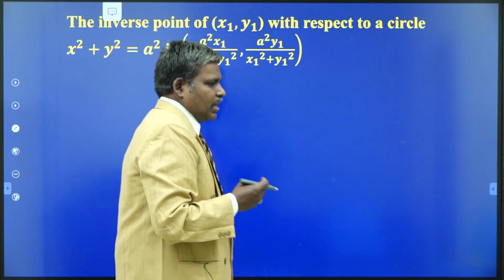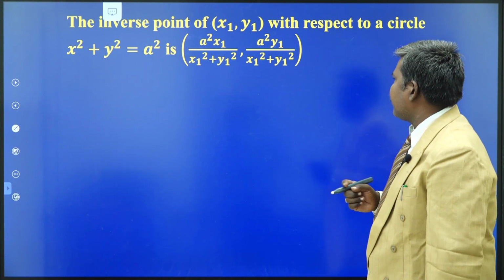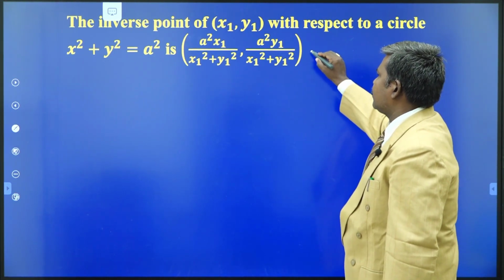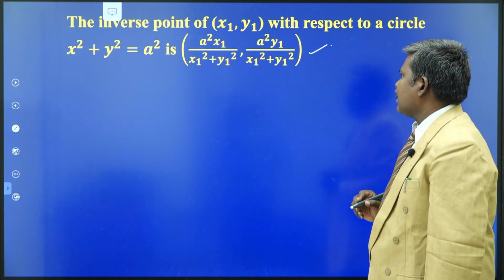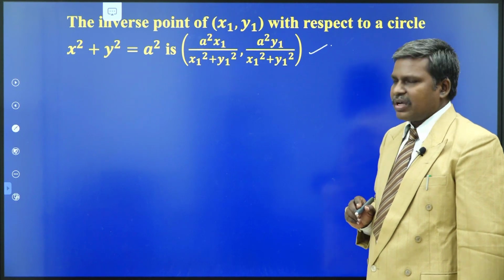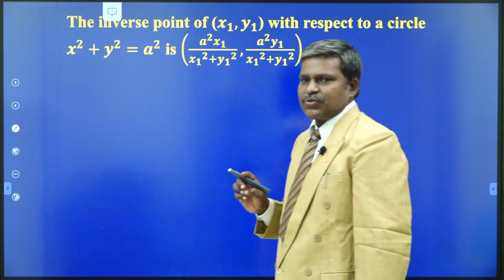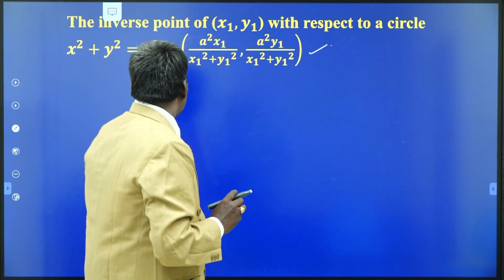So from the above note we can find the inverse point of (x1, y1) with respect to the circle x square plus y square equal to a square as (a square x1 by x1 square plus y1 square, a square y1 by x1 square plus y1 square). We have to find the inverse point of (x1, y1) with respect to the circle x square plus y square equal to a square.